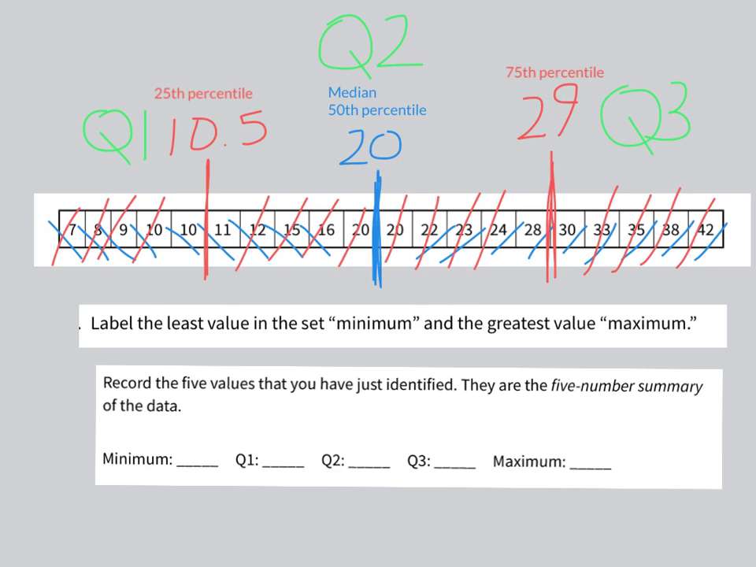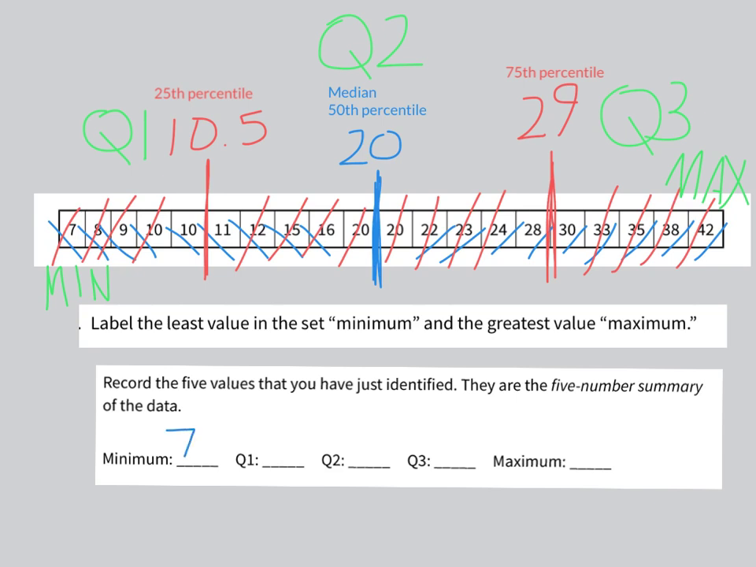I'm not going to write all those out, but I will write with my min, a min here of 7 and a max of 42. And then what we do is we create the 5-number summary.